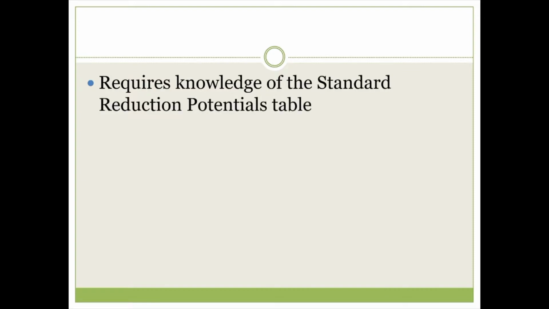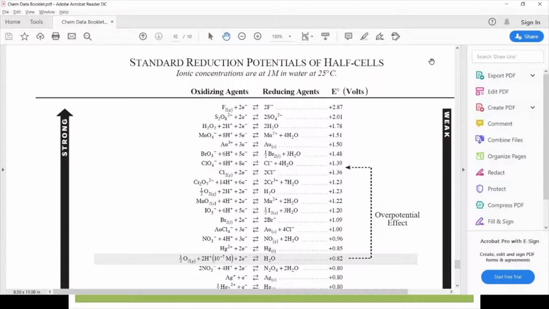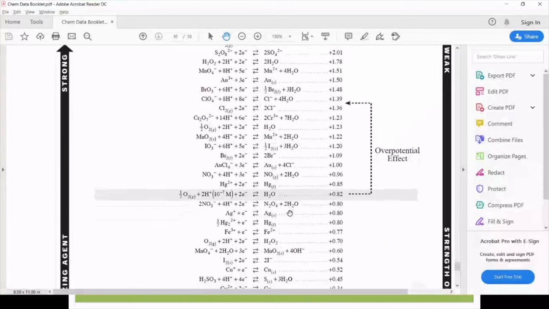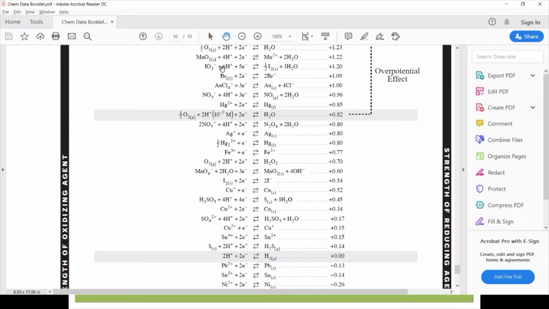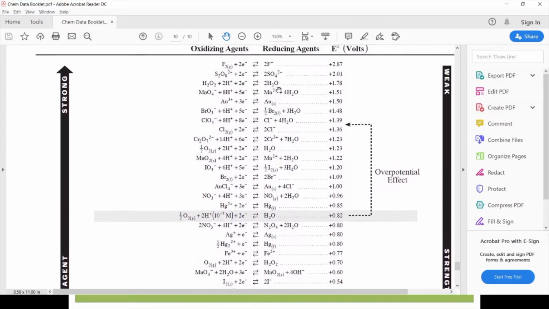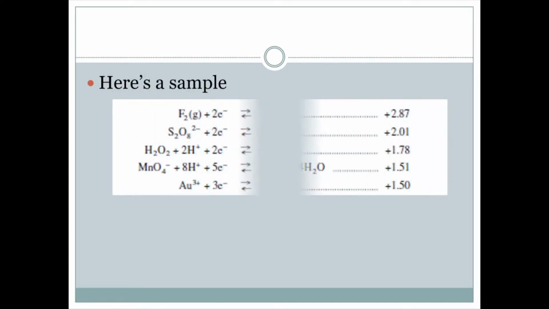In order to do this, it first requires us to look at the final table in our Chem12 data booklet. This is known as the Standard Reduction Potentials table, and it's arranged very similarly to the table of acids. Here's the standard reduction potential of half cells table, and as you can see, it's similar to how the table of acids and bases is aligned. You have a bunch of reactions, and they're shown as both going forward and reverse. At the moment, it probably doesn't look like it means anything, but we'll get to how we can read this table. Here is a sample of the table, and we'll discuss what it means.